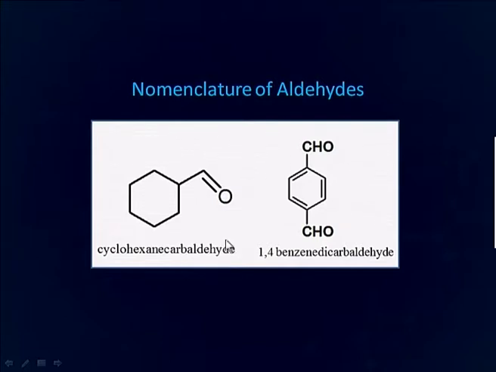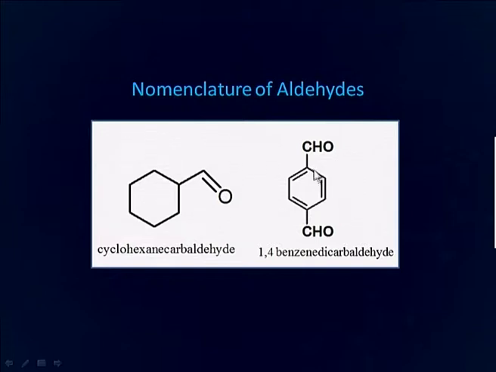Here we have a few more examples. You can see this is a cyclohexane ring and this is a single carbon aldehyde, that is, a CHO group is attached to a cyclohexane ring, and hence the name of the molecule is cyclohexanecarbaldehyde.